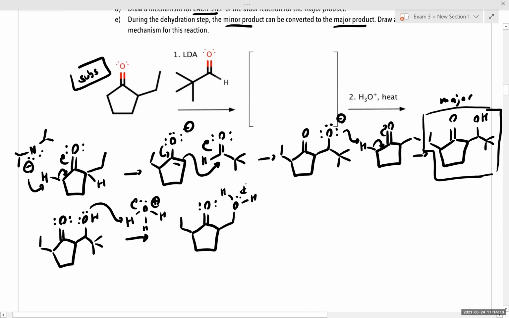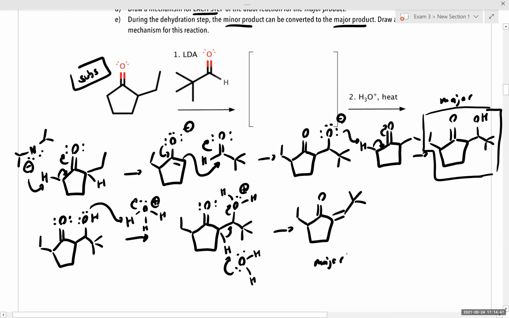From here, now that we have this activated leaving group, you can show this as a 1,4 elimination or as an E2-like mechanism. An E1-like mechanism is not acceptable in this case just because your carbocation wouldn't be particularly stable. So that gives us our aldol dehydration product, which we get as a major product.